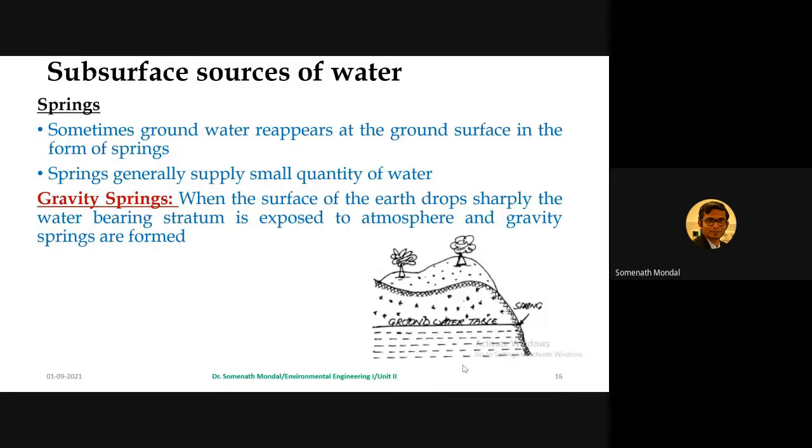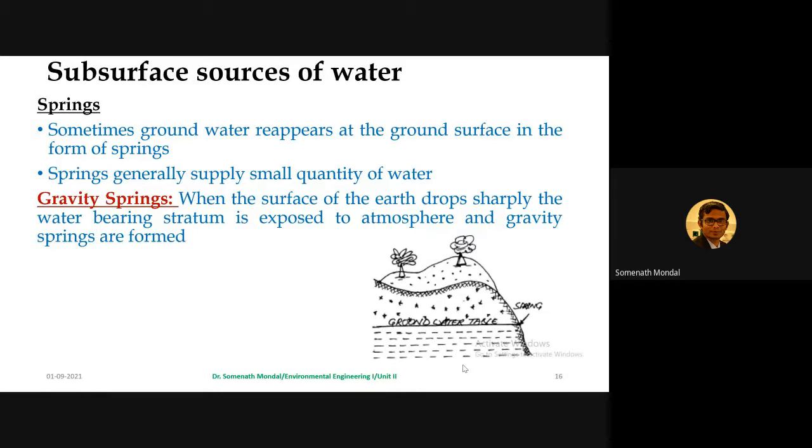Next is springs. Sometimes groundwater reappears at the ground surface in the form of springs. How are we going to talk about them? Springs generally supply a small quantity of water, and hence are suitable for small towns. Mostly in the hills, you will see that springs are a very good source of fresh water.